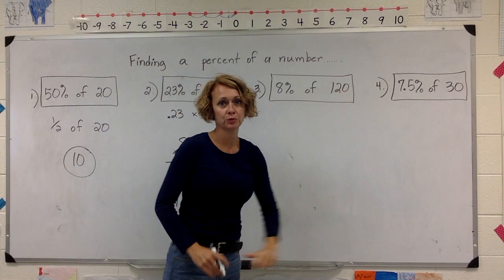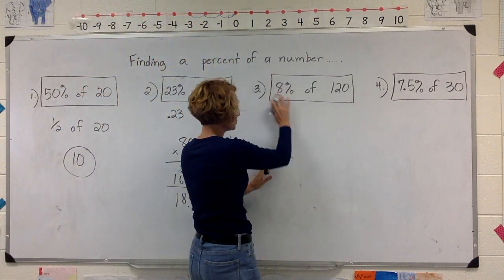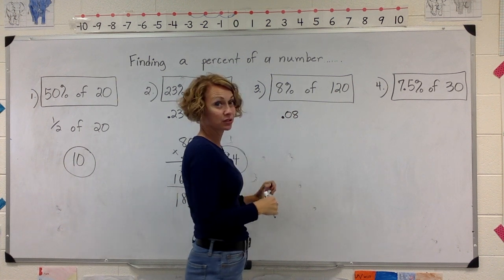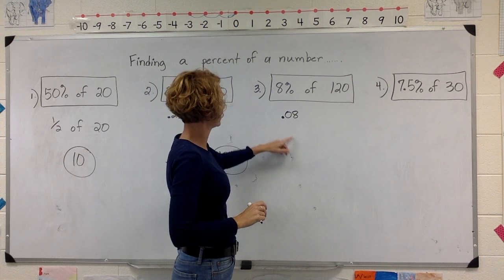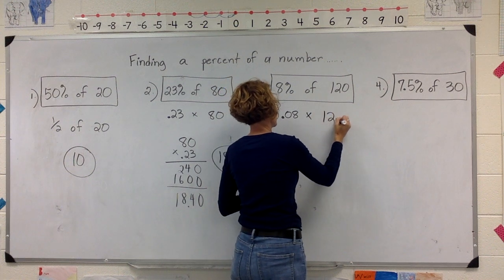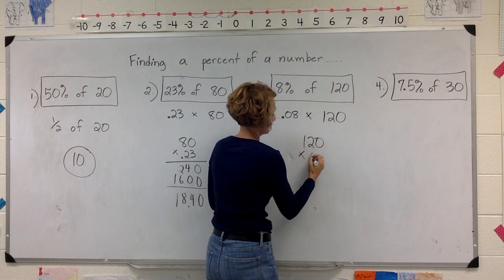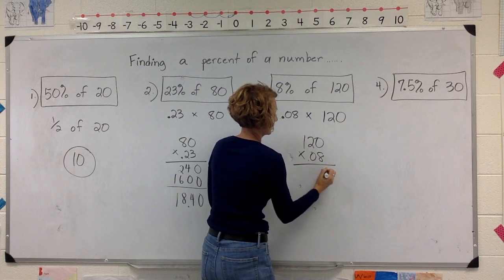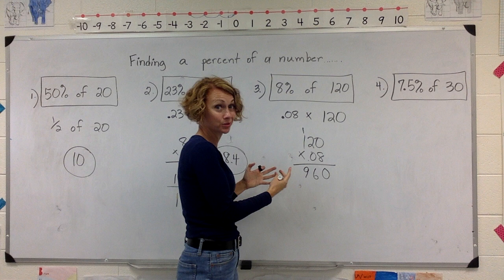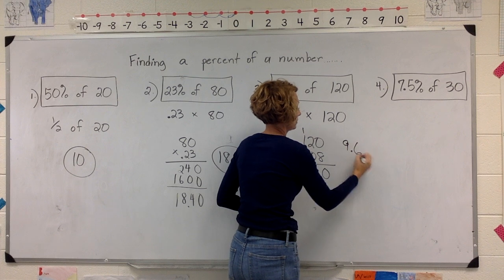8% of 120. All right, so I'm going to think I've got to take 8%, which I can't deal with as a percentage. I've got to change it to a fraction or a decimal. And 8% means 8 out of 100 or 8/100ths. So as a decimal, that's 0.08. Of means multiply by 120. Now I'm going to multiply those out. 120 times 0.08. 8 times 0 is 0. 8 times 2 is 16. 8 times 1 is 8 plus 1 is 9. I don't really need to multiply by that 0 because 0 times anything is 0. Move my decimal over 2 places. And this answer would be 9.6.